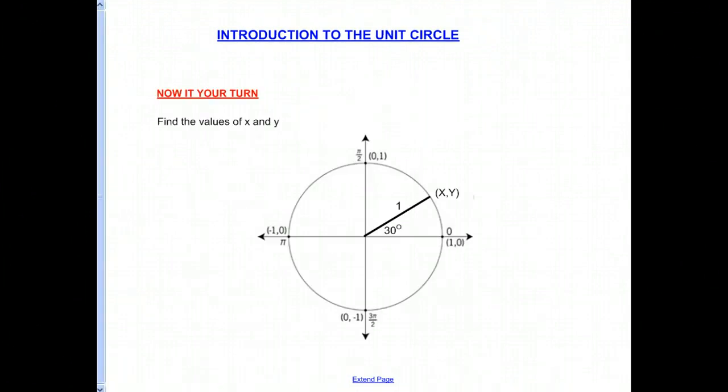Okay, so now it's your turn. What we want you to do is find the values of x and y on this unit circle, given that this angle here is 30 degrees. Find those coordinates based on what we just learned in this video.